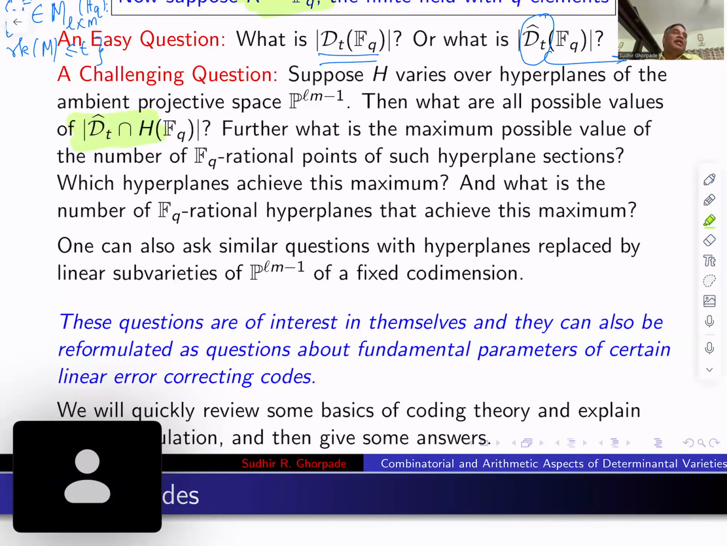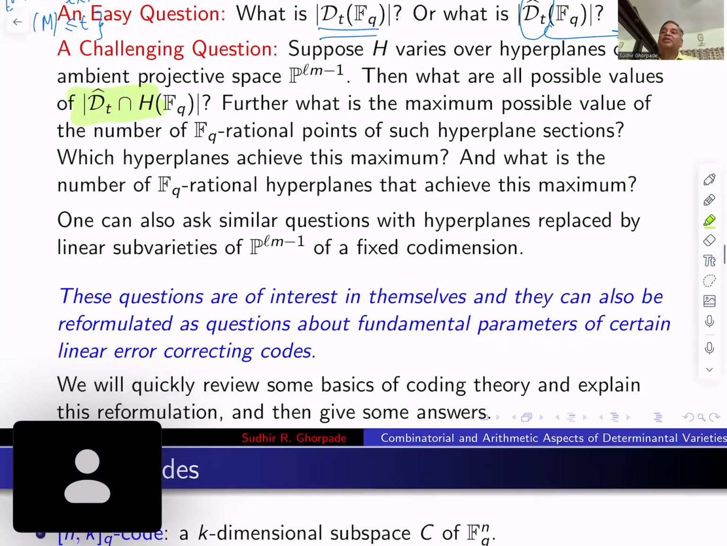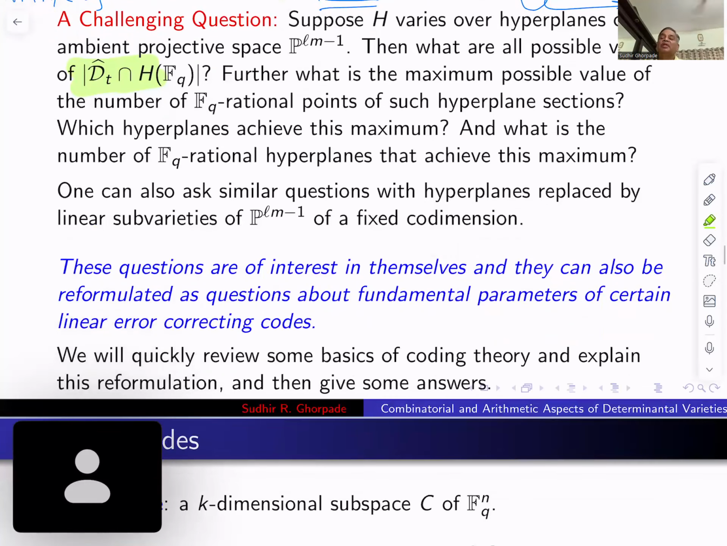So as I was saying, these questions are of interest in themselves, but they can also be reformulated as questions about certain fundamental parameters of what are called linear error correcting codes. So they actually have applications in coding theory to objects which arise naturally. So I'm going to explain how this connection works with coding theory. And then I will reformulate these questions, which I just asked, this so-called challenging question, in the language of coding theory, and then try to give some answers.